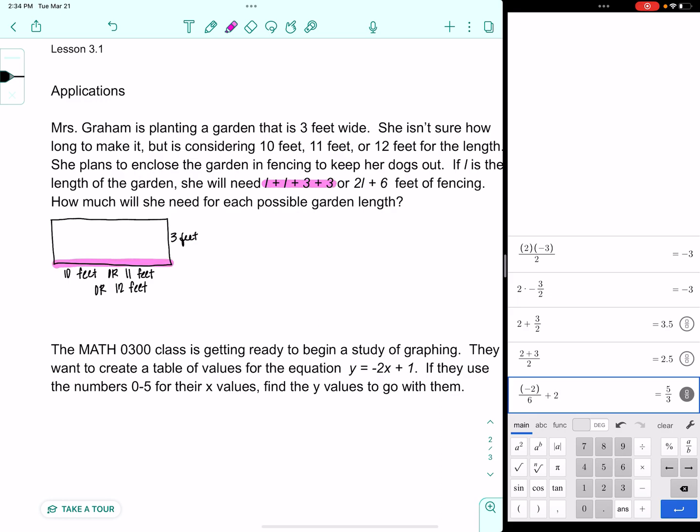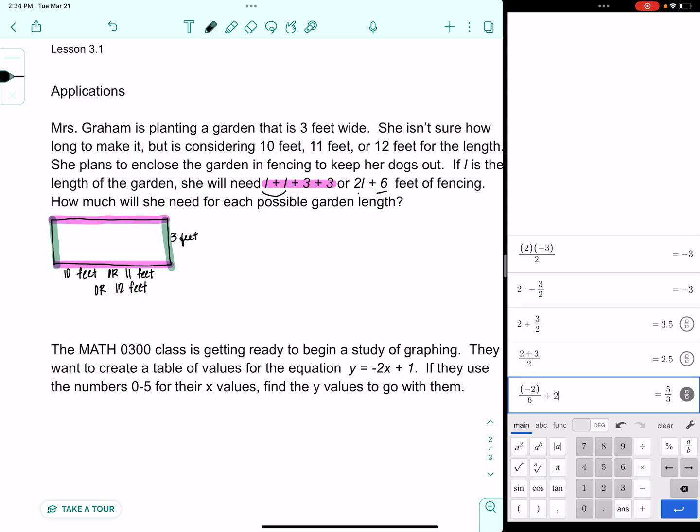So that's length plus length plus the width plus the width. If we combine the two L's, we get a 2L. 3 plus 3 is 6. So I would need 2L plus 6 feet of fencing.